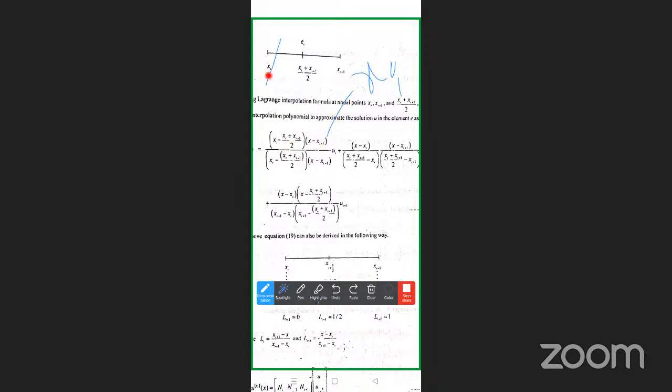So we substitute xi in the numerator: xi minus the midpoint into xi minus xi plus 1. Printing mistake, xi is there. Is that clear? Into ui, the corresponding u term. So this is the first one.